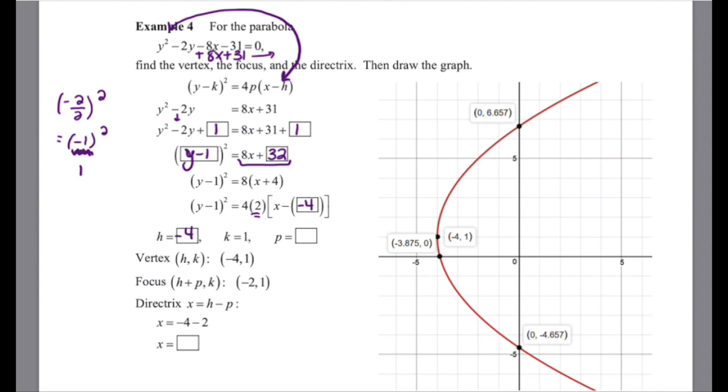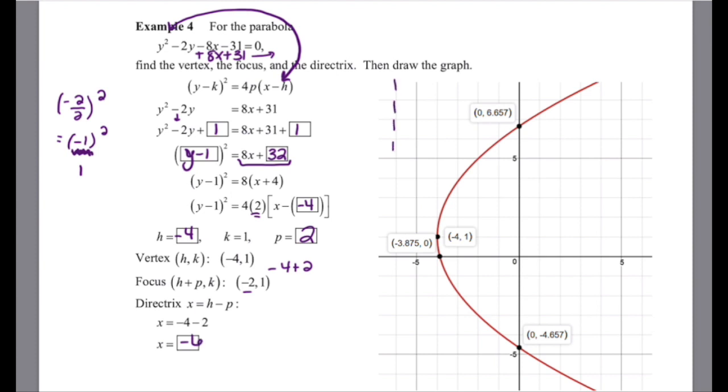I know my k value is 1, and my p value is 2. Now that we know all that information, we can pull our vertex, our focus, and our directrix, given the formulas from the previous pages. So our vertex is (h, k), so (-4, 1). Our focus is (h + p, k), so h plus p would be -4 plus 2, or -2, and our k value of 1. And our directrix is x equal to h minus p, or x equals -6.